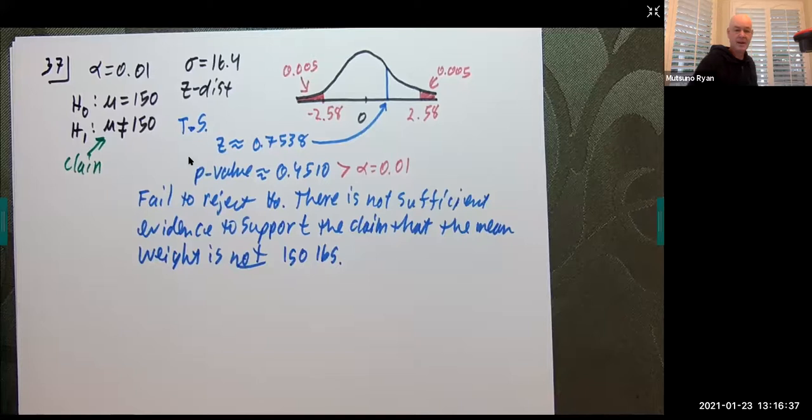And number 38 is here. So we're going to test a claim that the mean lifetime of car engines of a particular type is greater than 220,000 miles. Sample data are summarized here. And I want to make note, they did not give us any information at all about the population standard deviation. So this is definitely going to be a t-test.